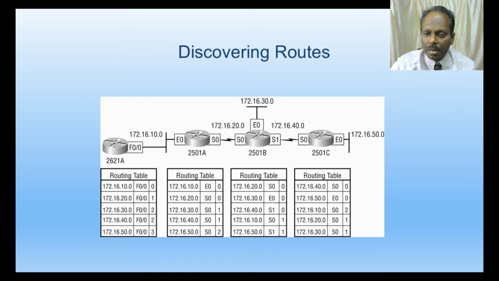What is a hop? The 1, 2, 3, like that. The number of routers in between from source to destination are called hops. So it can travel only a maximum of 15 hops. The 16th is unreachable. That is one important point from the examination point of view. You need to remember this, and also the design.